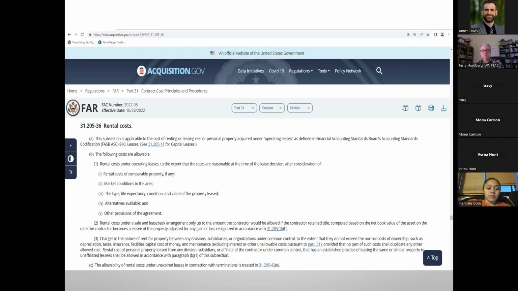Why is your office and your shop space so high? Why is the rent so high? And again, the government's looking at what is fair and reasonable. Okay, so this is the criteria the contracting officer would look at and say whether or not they think that your cost that you've identified is fair and reasonable.